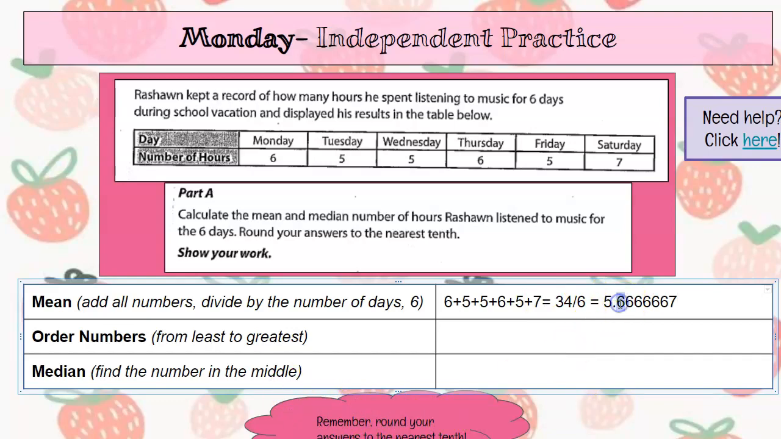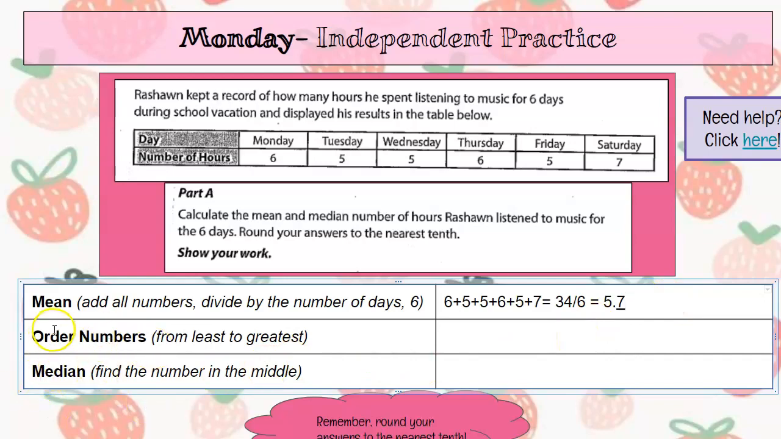This is my tenth place. So my 6 here is going to tell the other 6 to go up because it is more than 5. Remember, 0 through 4 stay the same. 5 through 9, adding 1 is the gain. So that means 6 is higher than 5. So this is going to change to a 7. And then the rest of those will be deleted.